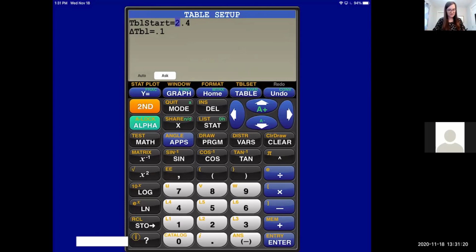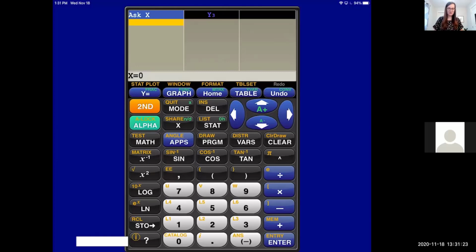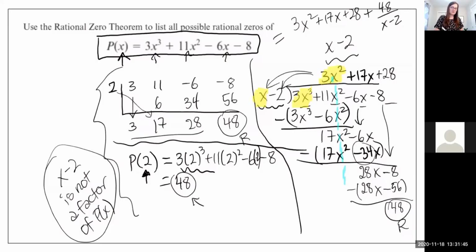Once you have that, you don't have to change it ever again, because now you can type in a 2 and look at that, you get 48. What that's done is plugged in 2 and evaluated P of 2, and that's 48. So that tells us right away that 2 is not a factor. It didn't give us a remainder of 0. The remainder was 48. So we're back to this, that 2 is not a factor.